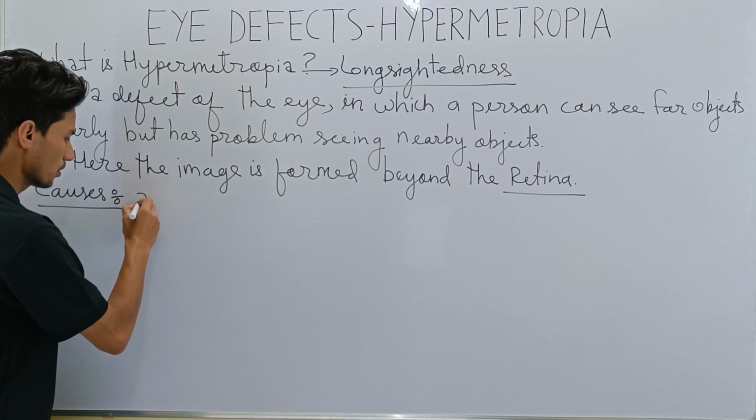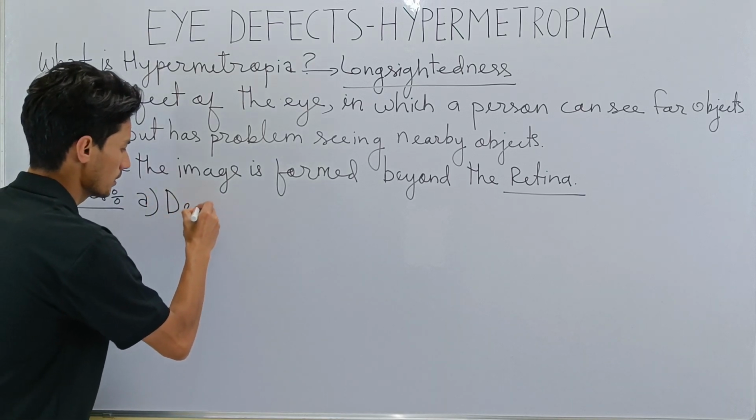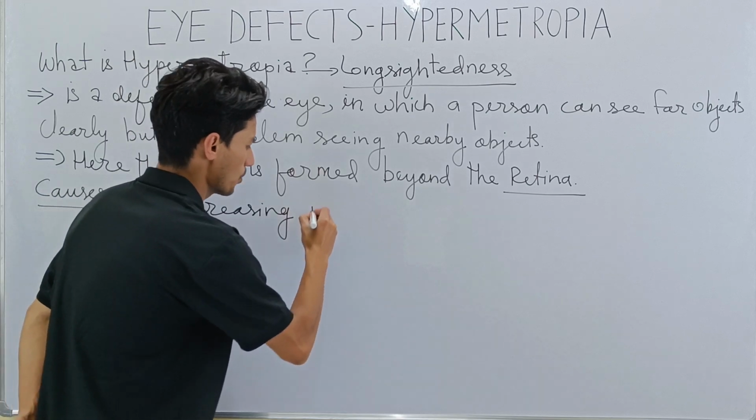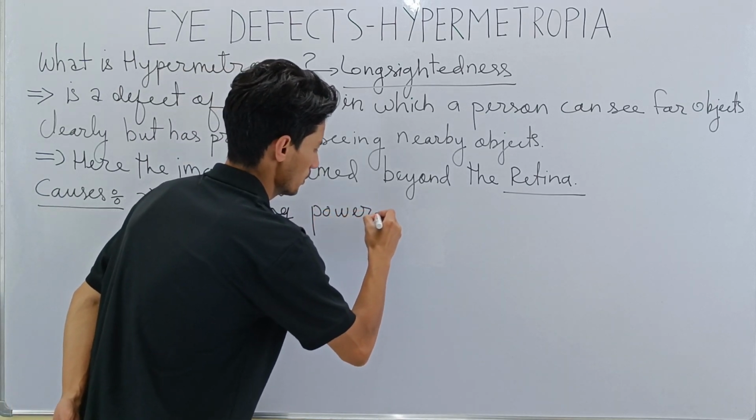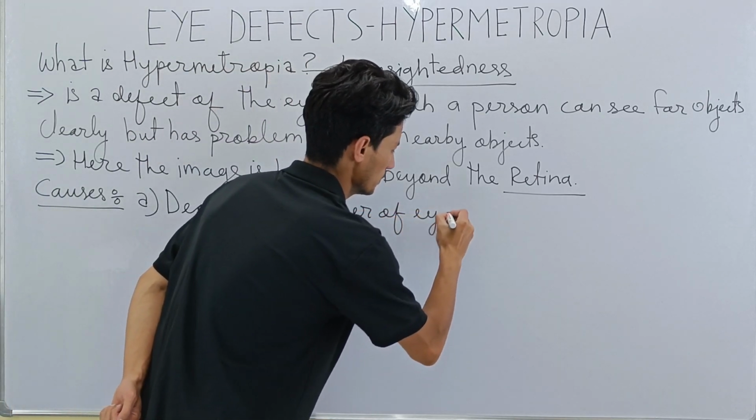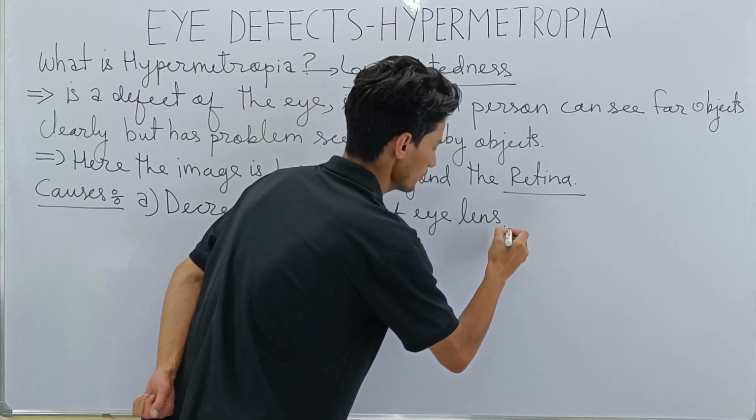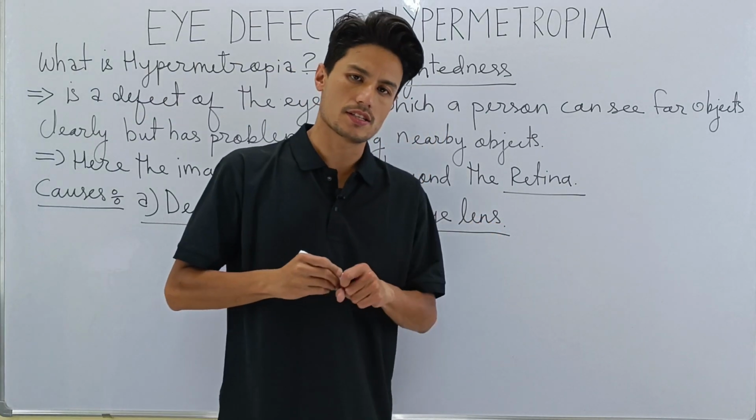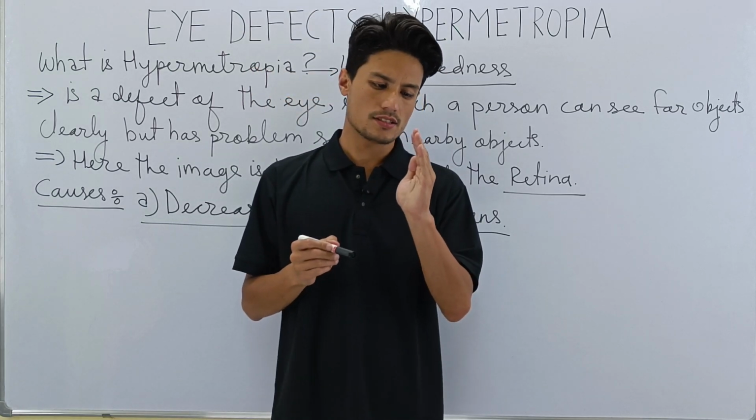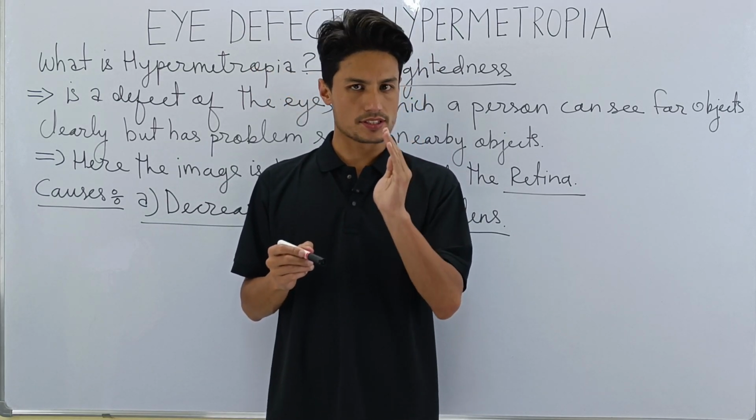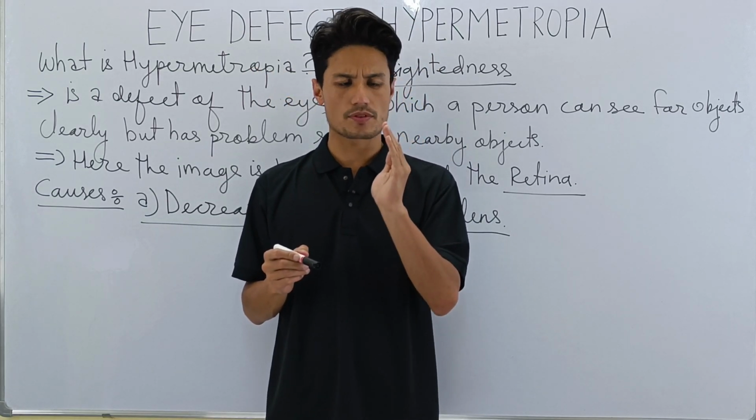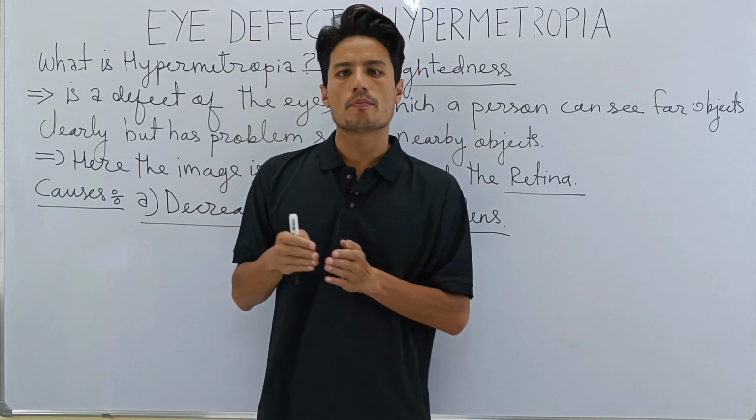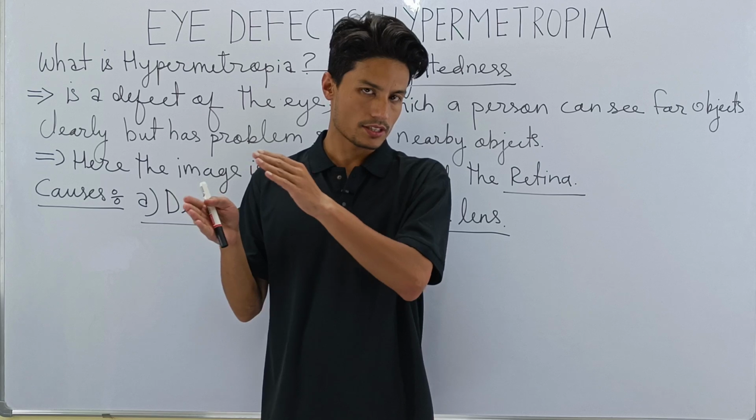So cause number one, cause A: decreasing power of the eye lens. The eye lens power is decreased. How do we know that the eye lens power is decreased? Because it is not able to bend the light rays quickly.